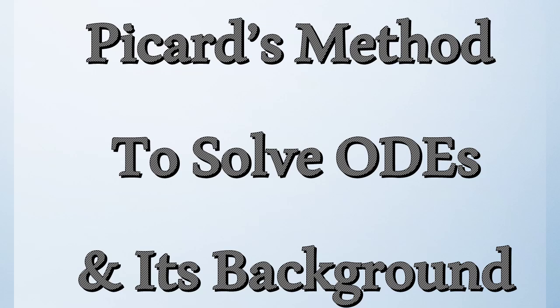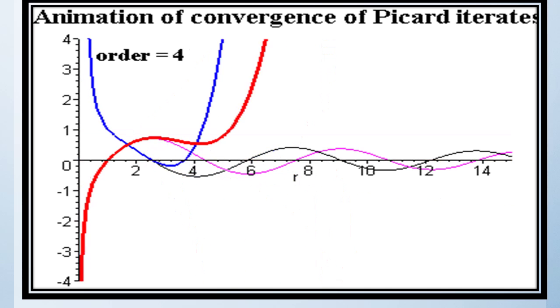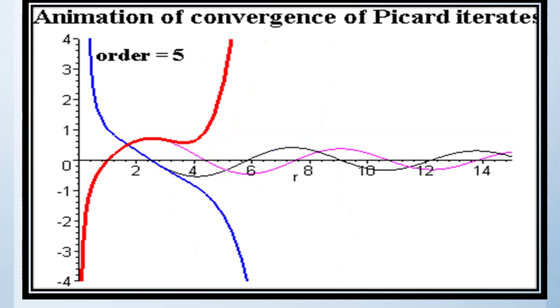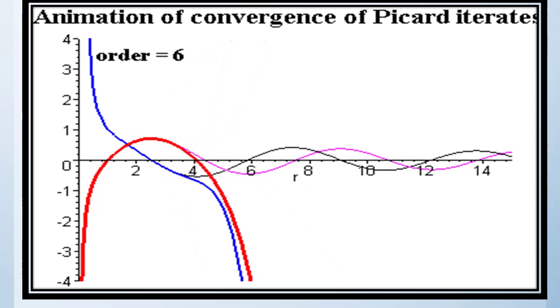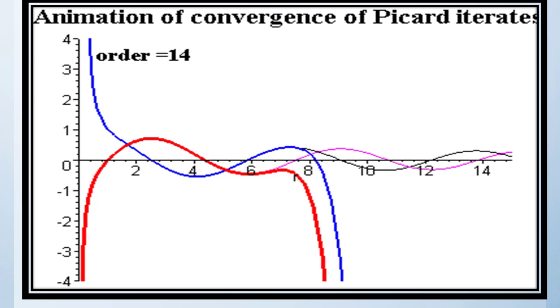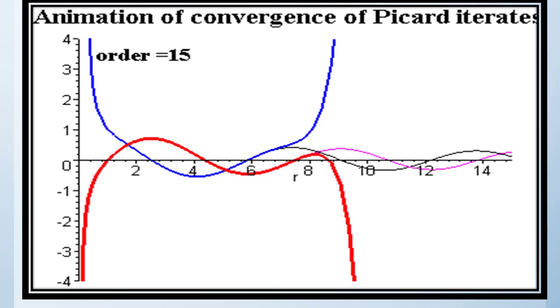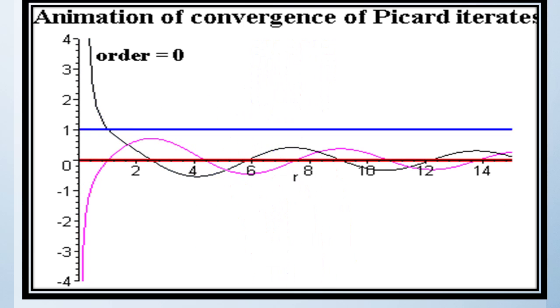Now coming to our major topic, which is Picard's method. In Picard method, we iterate the ordinary differential equation several times. As you can see in this animation, as many iterations we do, our error will be minimized and we will be closer and closer to our original, exact solution.